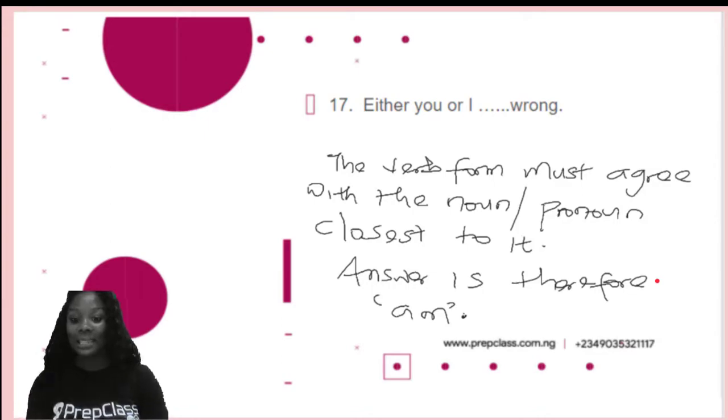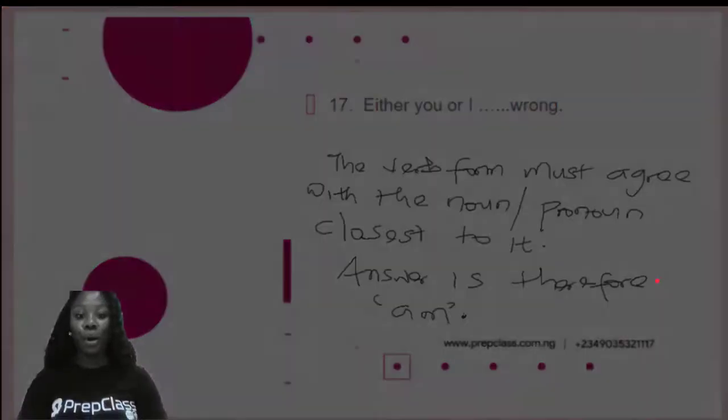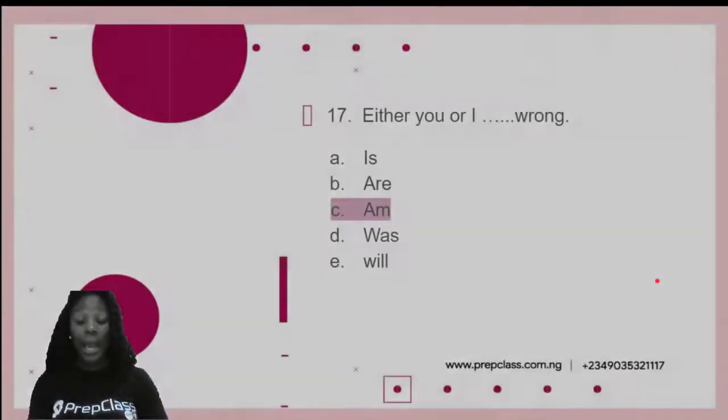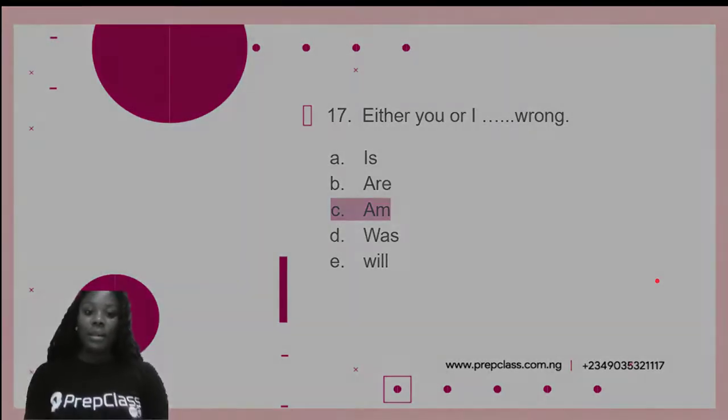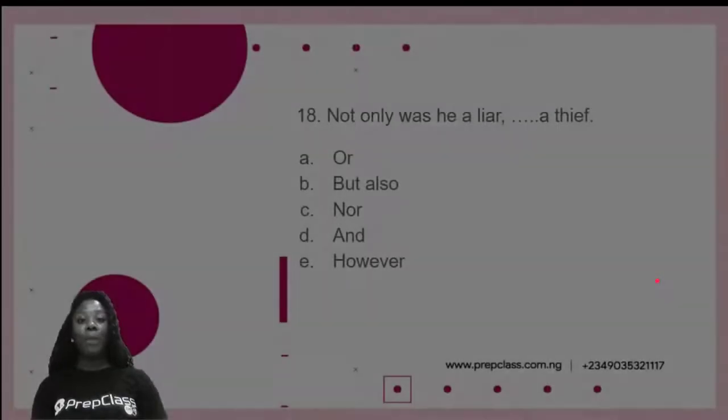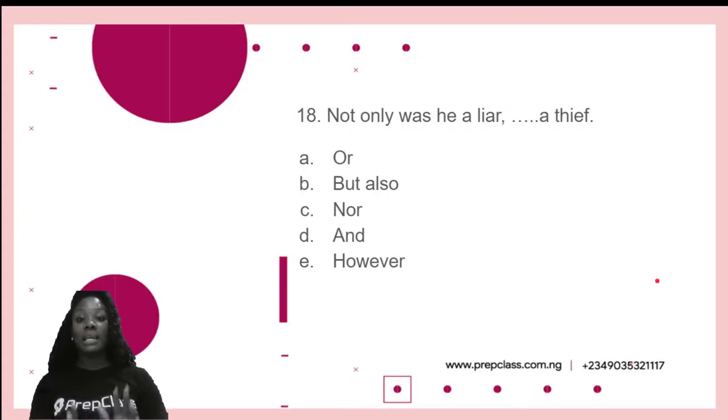I hope that did it. So we go on to our options. Where did we see it again? Yeah, option C, am, as the correct answer. Either you or I am wrong. There we have it. Okay, so I'm hoping that when you come across similar questions, you will not be confused, and you will be able to pick out the correct answer.